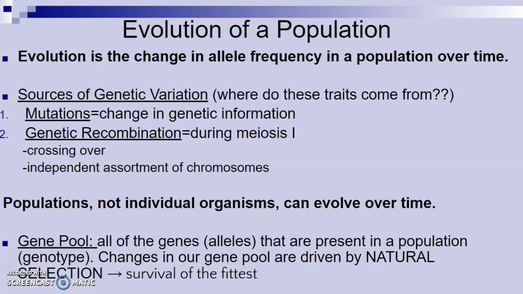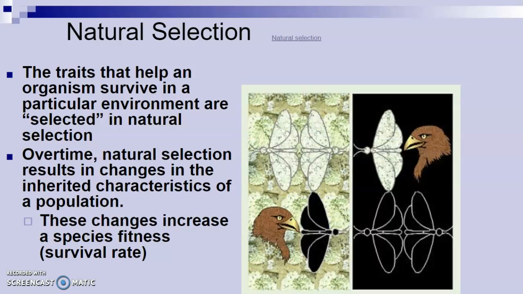A gene pool is all of the genes or alleles that are present in a population. Changes in our gene pool are driven by natural selection. So natural selection are the traits that help an organism survive in a particular environment. They are selected in natural selection. Over time, natural selection results in changes in the inherited characteristics of a population. These changes increase a species' ability to survive.